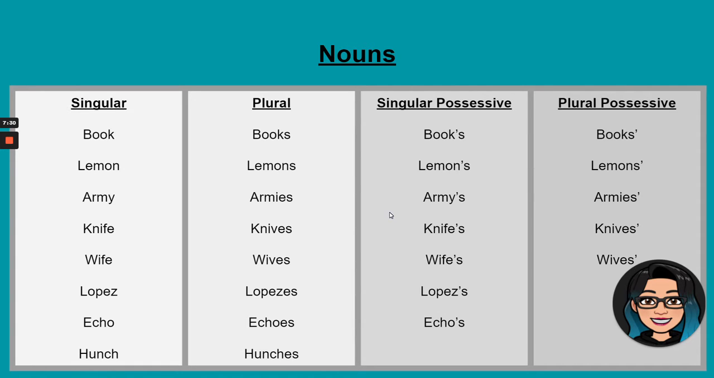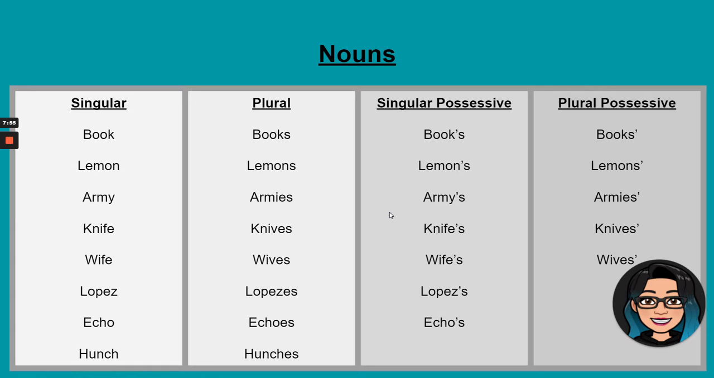So then we go to the plural possessive. We have knives. So just like the plural, it gets changed to a V. So we have KNIVES apostrophe because it's plural possessive. So there are a lot of knives' blades that need to be sharpened.